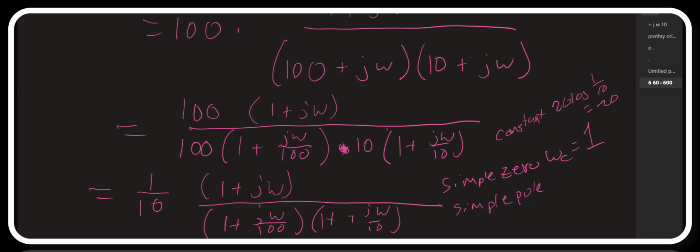And then what else do we have? Here's the bottom, 2 different poles. Yep, we have 2 simple poles, one with a corner frequency of 100, and one with a corner frequency of 10.